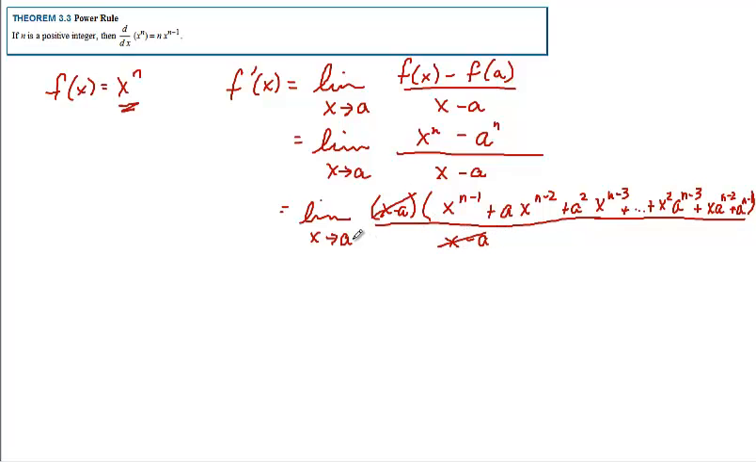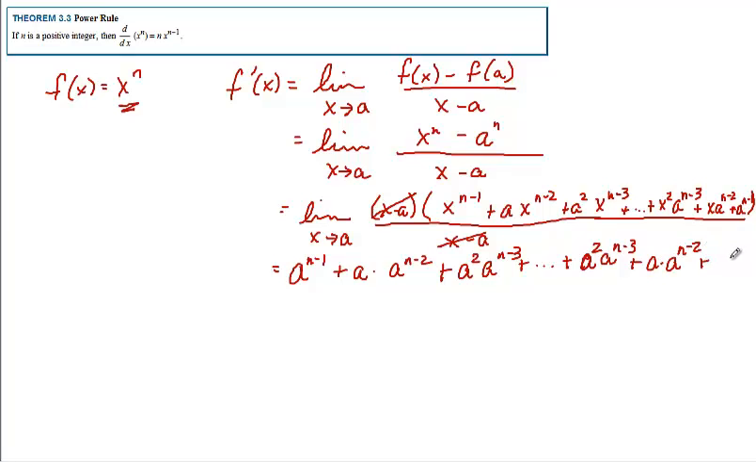That would cancel. Now I don't have any reason why I can't just do plain substitution for this limit. So I'll get a to the n minus 1 plus a times a to the n minus 2 plus a squared a to the n minus 3 plus who knows how many terms in the middle plus, let's see, a squared a to the n minus 3 plus a times a to the n minus 2 plus a to the n minus 1.